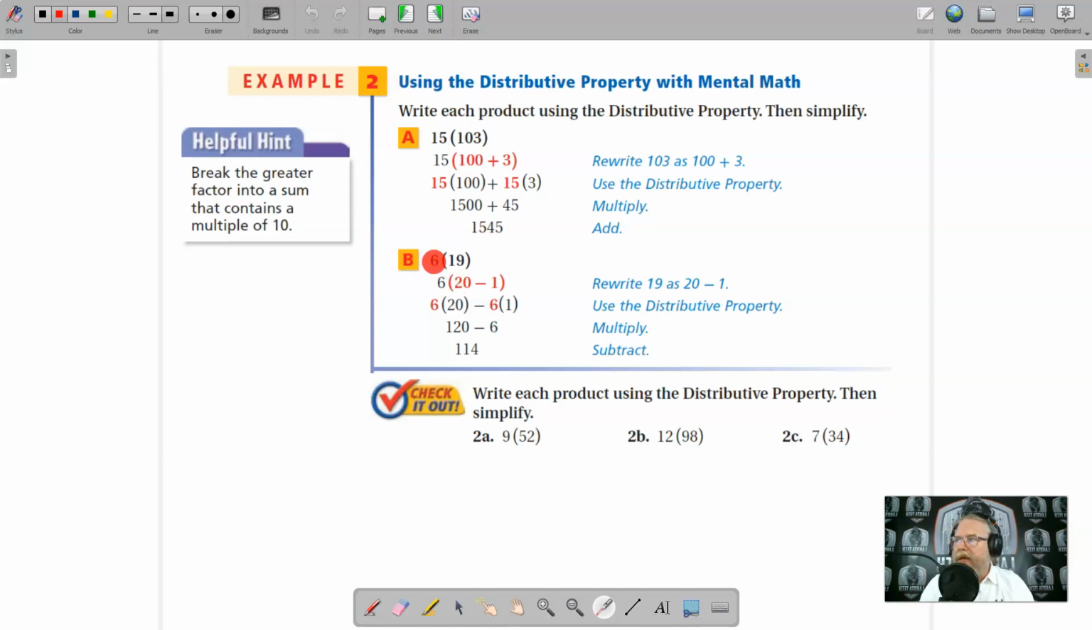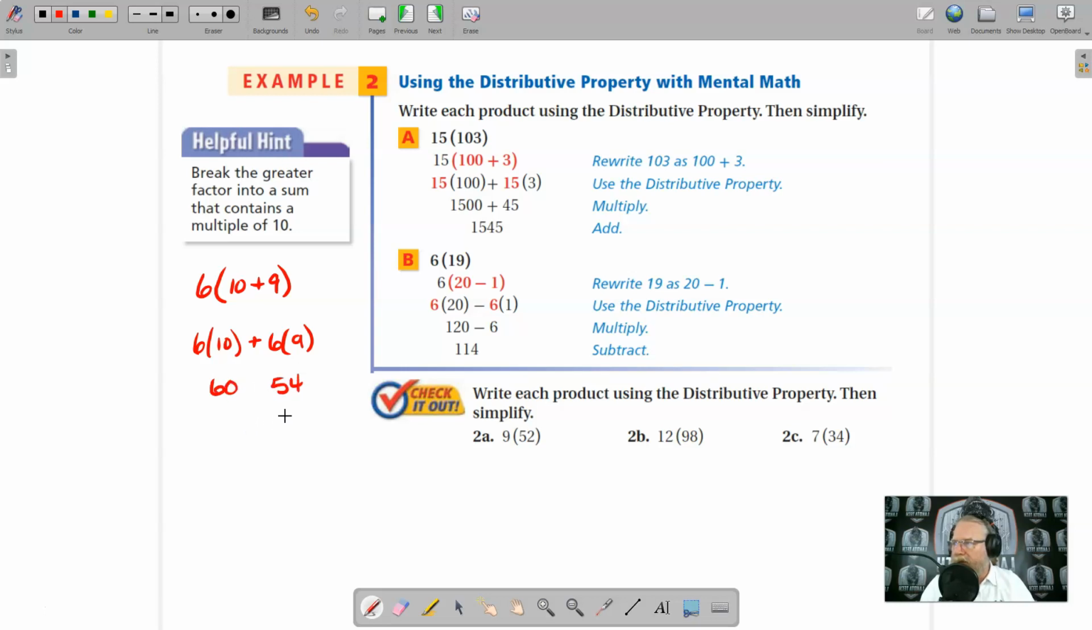In example B, 6 times 19. Let's see, if I did this mentally, honestly, I would probably do that as 60 plus 54 for 114, right? And I would have done that using the same distributive property. I would have done 6 times the quantity of 10 plus 9 in my head. And I would have gotten 6 times 10 plus 6 times 9. And then I would have thought, okay, this is 60 and this is 54.